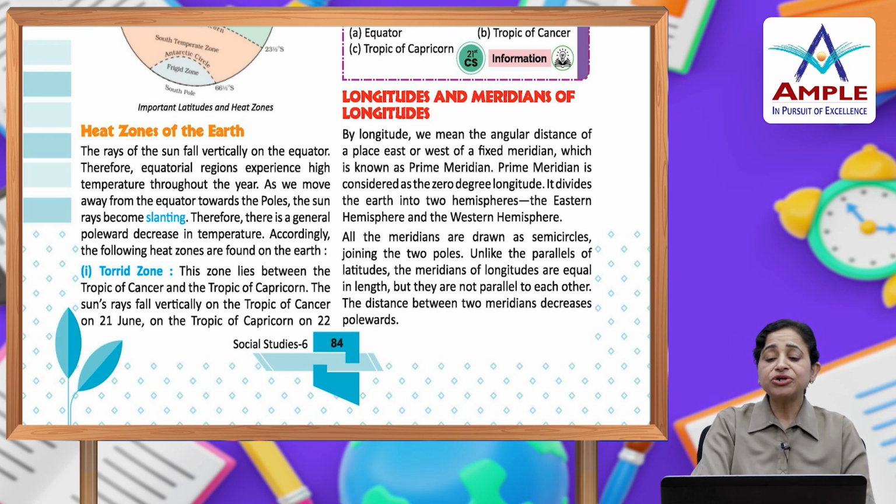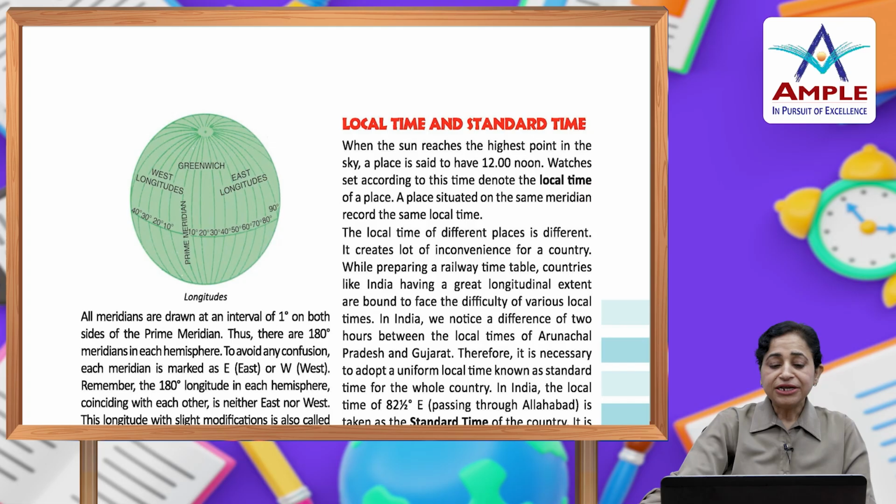All the meridians are drawn as semicircles joining the two poles. Unlike the parallels of latitudes, the meridians of longitudes are equal in length, but they are not parallel to each other. So distance between two meridians decreases polewards. And now we can see this diagram.